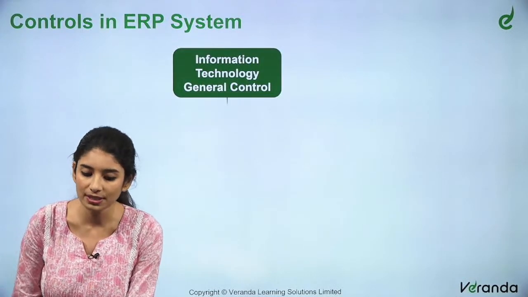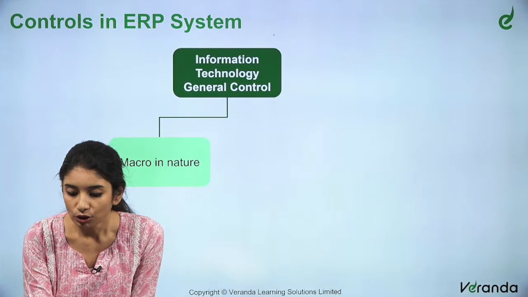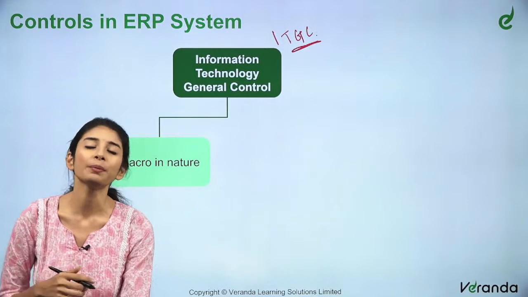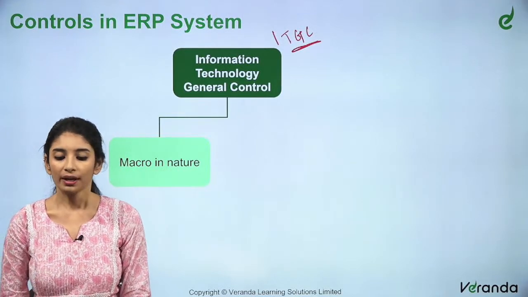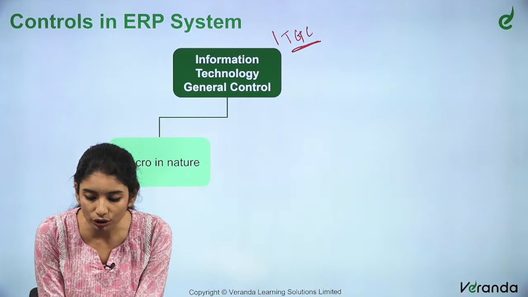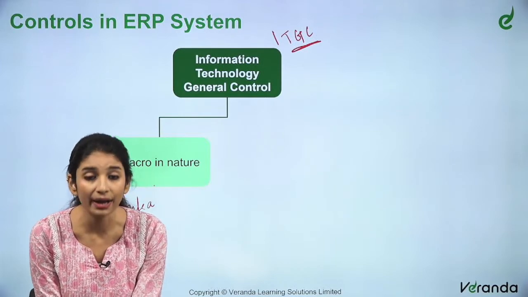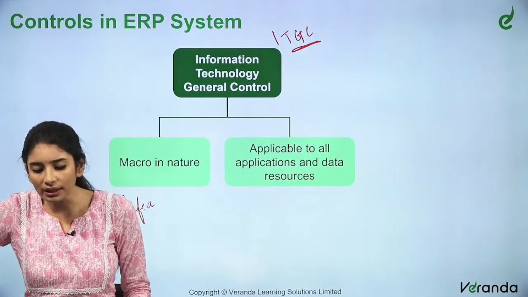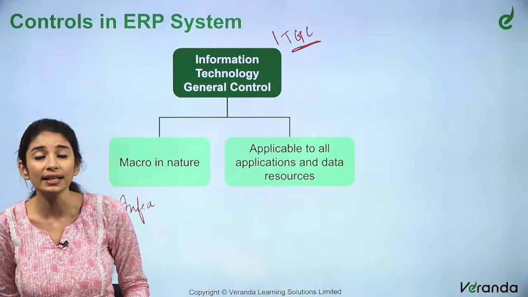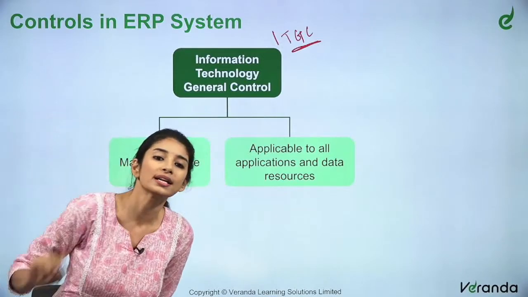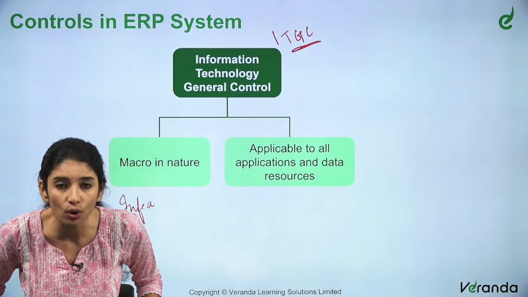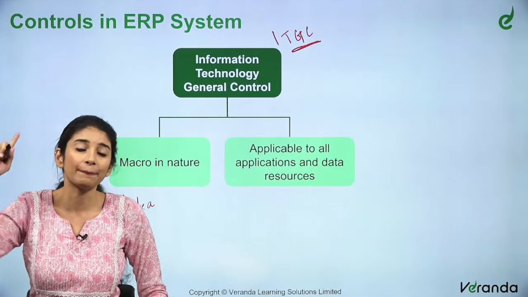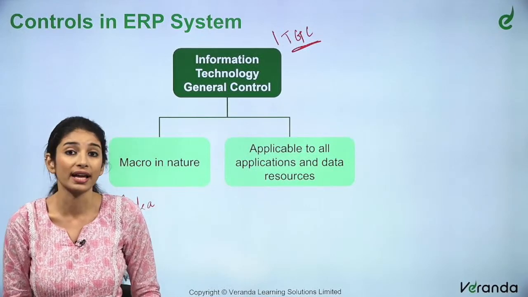Now, in our ERP system, we have two types of controls. One is ITGC, Information Technology General Control, okay? And they are macro in nature, also known as infrastructure control. It is applicable to all the applications and resources in an organization, applicable throughout the organization. That is why it is known as macro in nature. And that is why it's known as infrastructure controls, applicable to all the infrastructure in the organization.